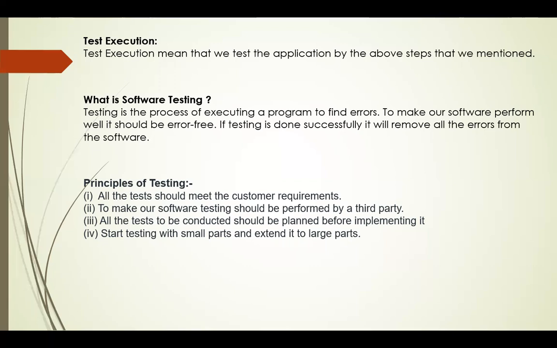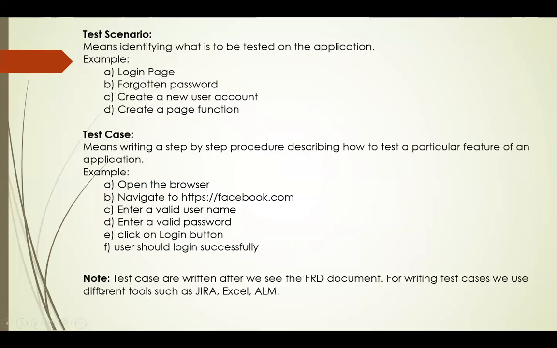Now we have software testing. But before jumping to software testing, I forgot one note that I have to cover. At the end of the slide, test cases are written after we see the FRD documents. Do you remember what an FRD document is? FRD documents are functional requirement documents. Who writes these documents? The development team, the programmers. According to that, the QA people or the QA team leader will grab that document, analyze it, and write down the test cases and test scenarios.